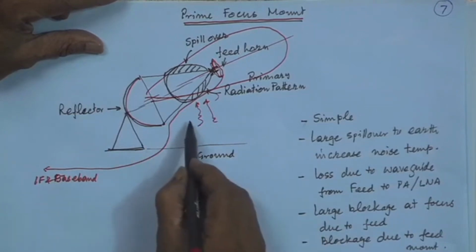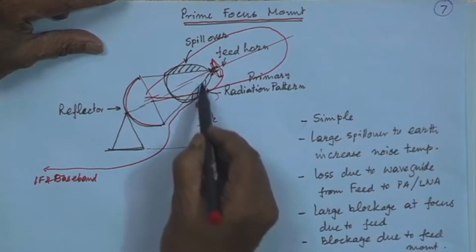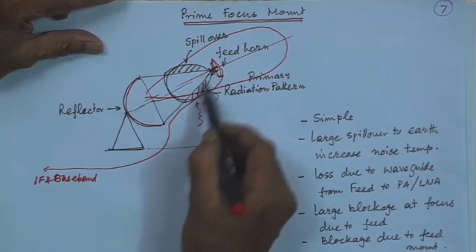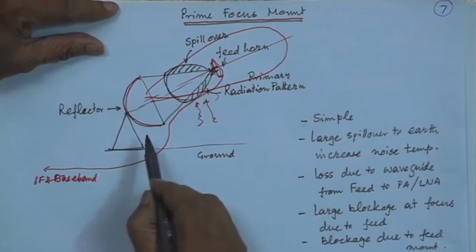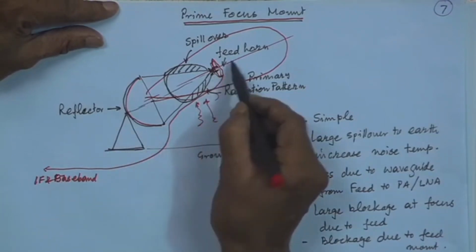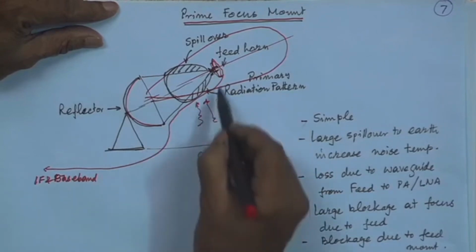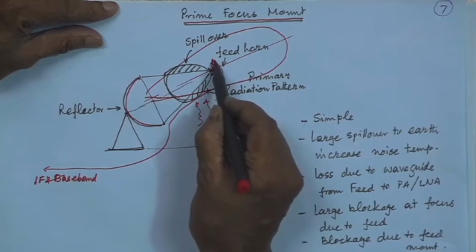Now, one problem in this is that it picks up noise from the ground. So, G by T will be poor, and the second is there is a loss due to the waveguide run if you put the RF unit later, or if you put the RF units here, then it will give a larger blockage.